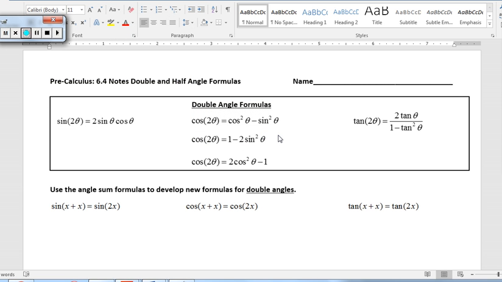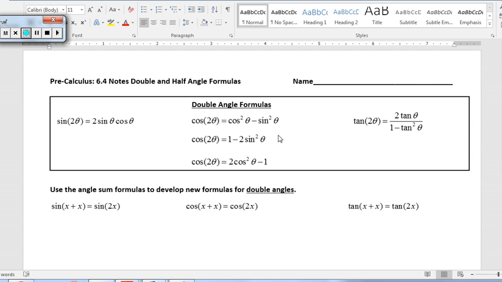Okay, we're going to start today's lesson 6.4 on double and half angles. The nice thing with this is that you will get to have these formulas in front of you. So it will be on the formula sheet that you will have for your test. The formulas are sitting here.